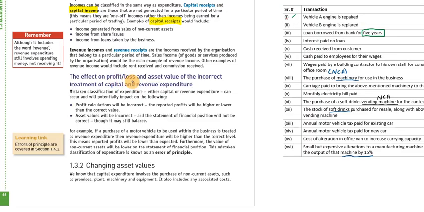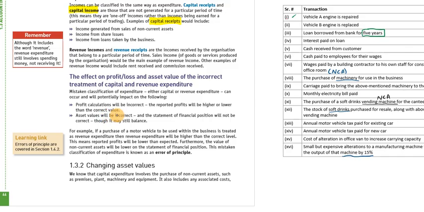The effect on profit and asset value of the incorrect treatment of capital and revenue expenditure. Mistaken classification of expenditure, either capital or revenue expenditure, can occur and will potentially impact the following. Profit calculation will be incorrect. The reported profit will be higher or lower than the correct value.